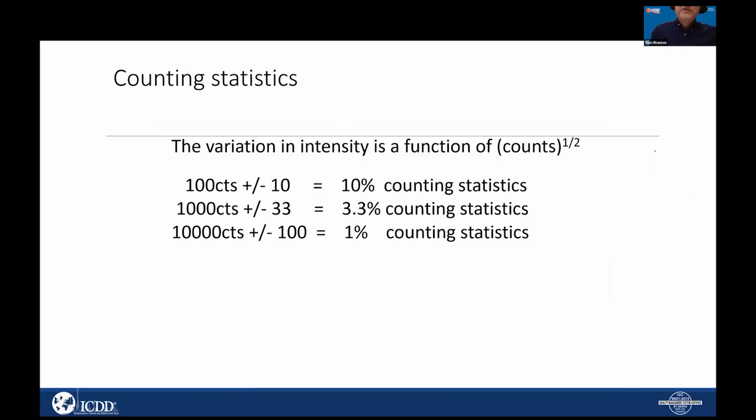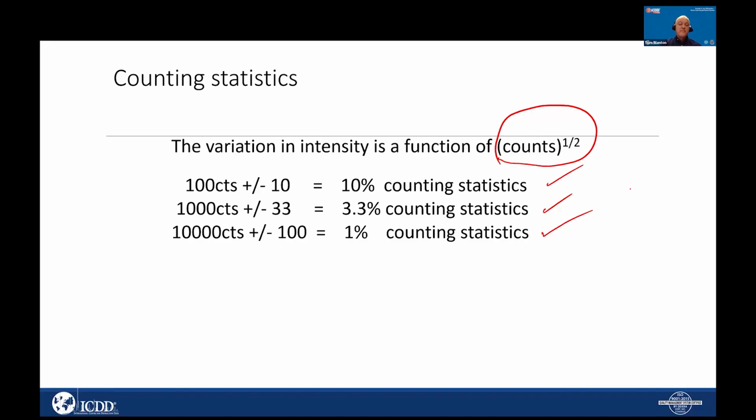Okay, we're going to shift now to counting statistics. In counting statistics, basically your variation in intensity is a function of the square root of counts. So if I have an intensity of 100 counts, that's plus or minus 10. So I have what we call 10% counting statistics. If I have 1,000, it's 3.3%. If I had 10,000 counts, it's 1% counting statistics.